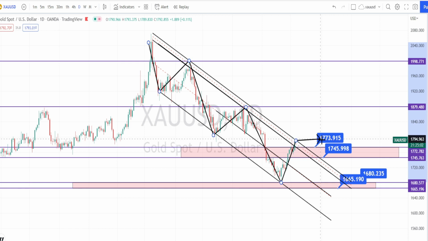This level between 1773 to 1745 was acting as a very strong resistance, but currently we are noticing the price action to break this lower support level of the bearish channel pattern, and it is testing the higher resistance lines. And if the bullish trend continues, this whole bearish channel pattern will become invalid, which means we are getting the confirmation on the bullish trend reversal in daily time frame.